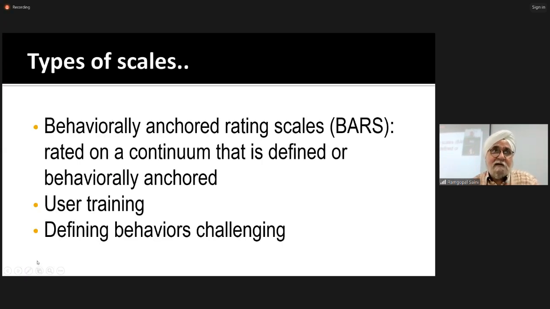There's another type of scale, which is called a behaviorally anchored rating scale. Now, as the name indicates, it's not just good or bad, or satisfactory or unsatisfactory. It is linked to the behavior. I'll give you an example. But it has two issues. One, that it requires a lot of user training to interpret that behavior. And secondly, defining those behaviors might be challenging. What is good communication for me may not be for you, and what is for you may not be for her. So that actually can create an issue.